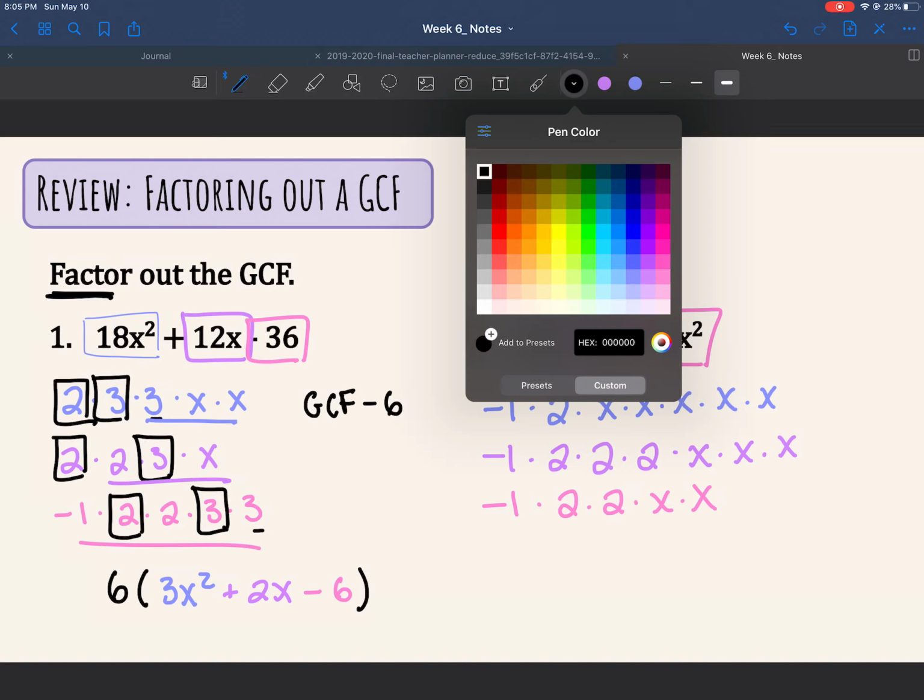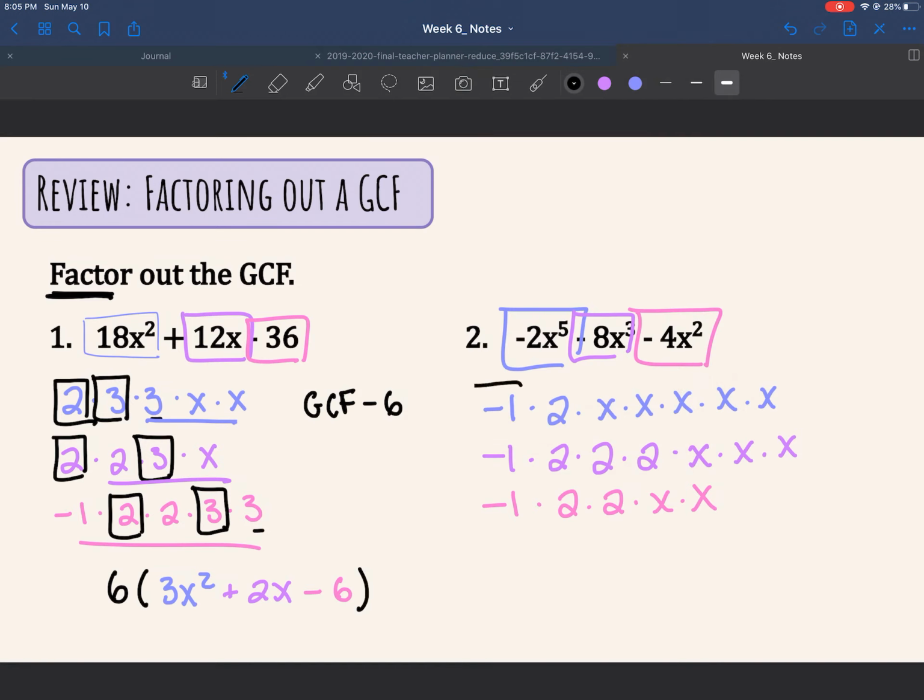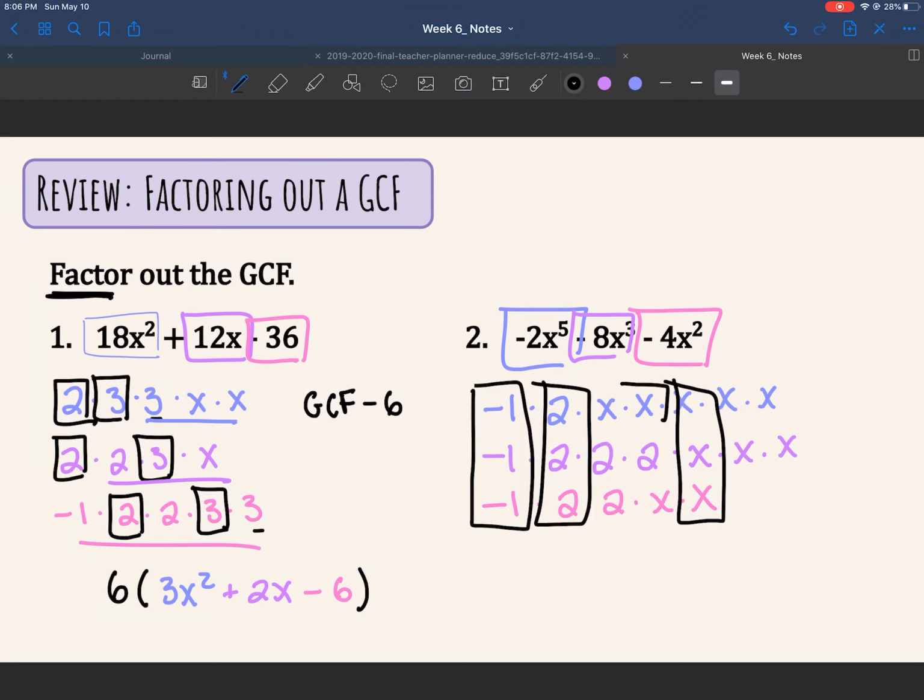And if you notice, again, they all have some stuff in common. First of all, they all have a negative 1. They all have a 2. And they all have an x. Actually, they all have 2 x's. So our greatest common factor here is going to be negative 2x squared. So that's what we're going to pull out.